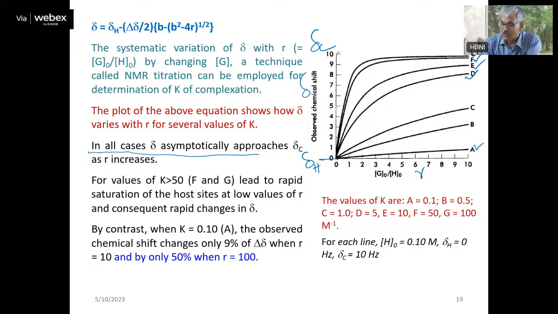Now, if the K is large, when you add a small amount of gas, it will form a complex. That's why it very quickly approaches the delta C. But when the K value is less, they are not giving the proper value. So those things are shown here.